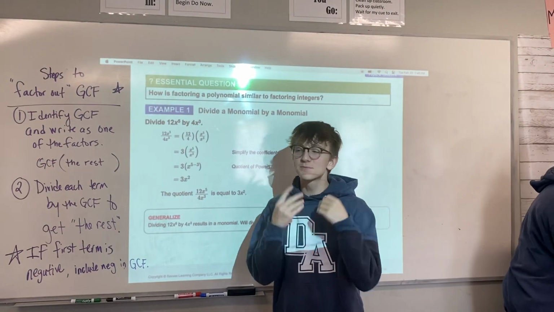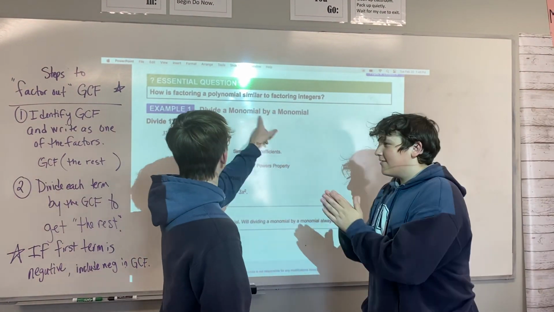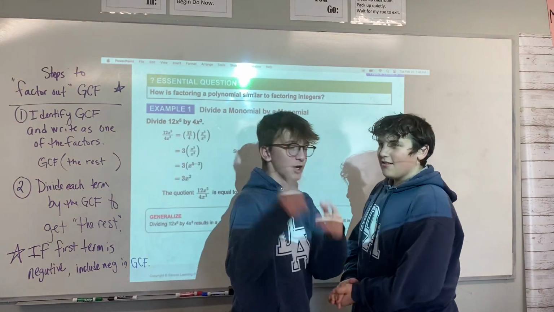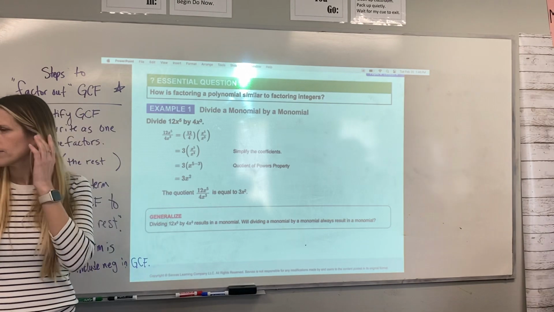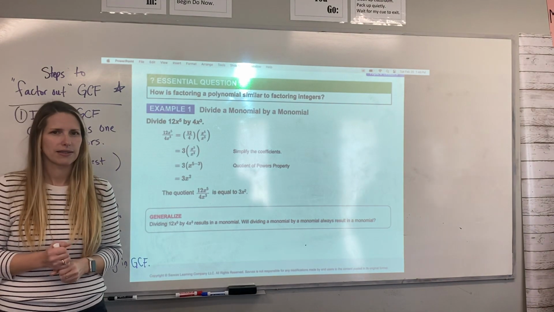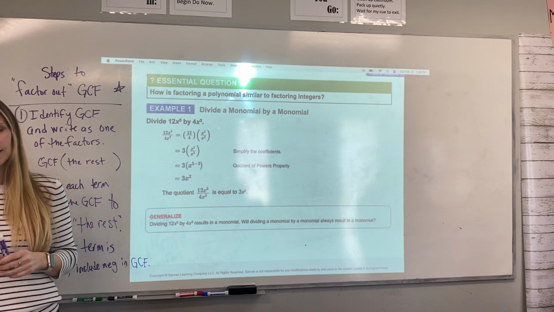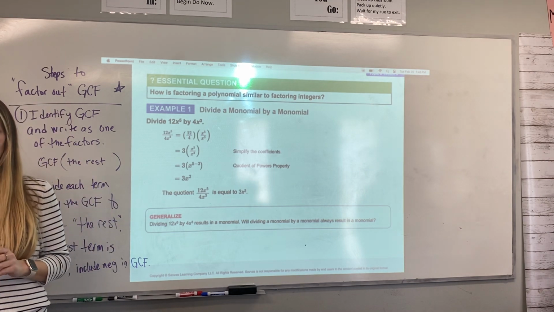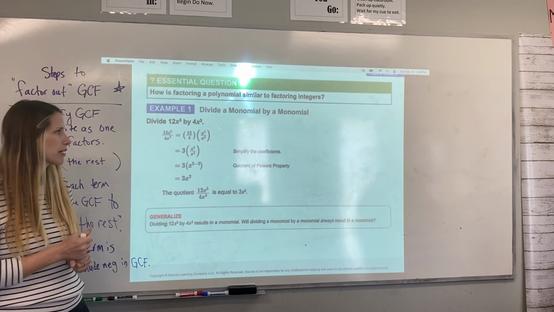All right. Let's go. 6.4 part 2, period 7. Let's go. Monomials. Boom. Good job. All right. What? It's in 6.4. It's there. It's right next to the homework.